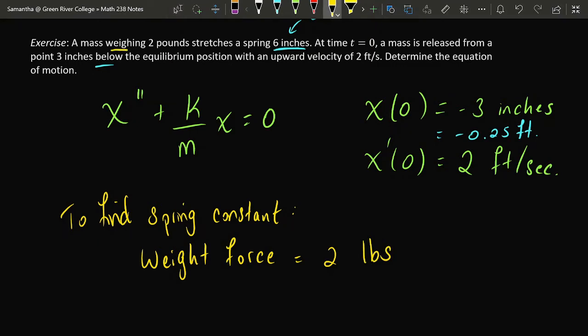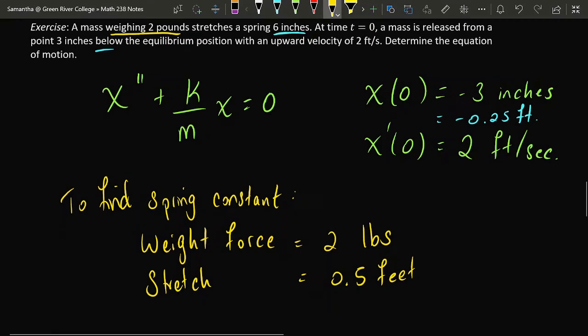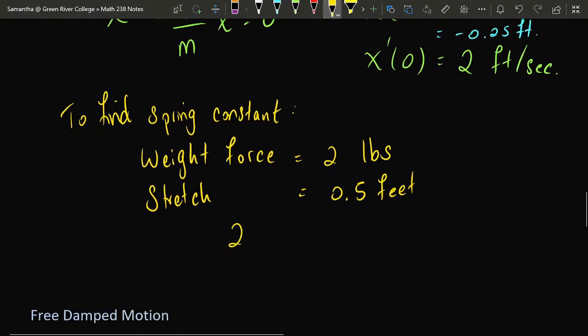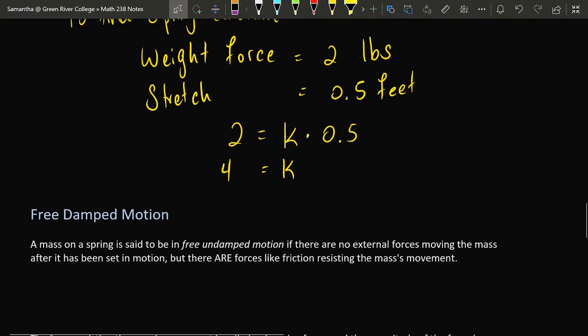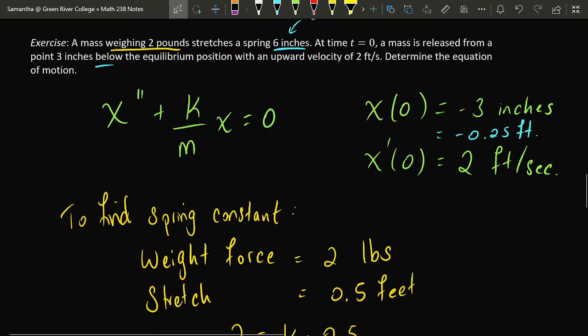The weight force, the weight of the mass, is 2 pounds, and the associated amount of stretch was half a foot. So if I put that data into Hooke's law, then I find that k for this problem is going to be equal to 4 in these units of pounds and feet. The last thing that I need to fill in the differential equation is to determine the mass.